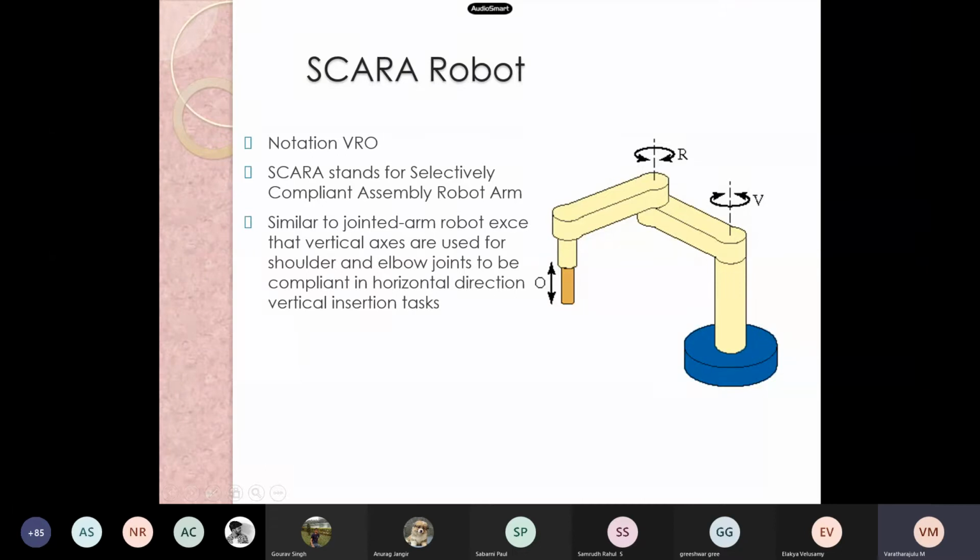So vertical, I think. V is vertical and R is rotatory. And here also we have the same type of motion, is it so? Sir, but it is hinged to a vertical thing. That's why.